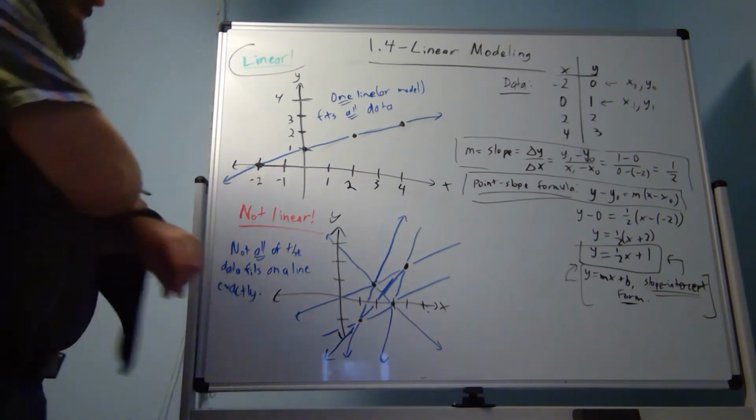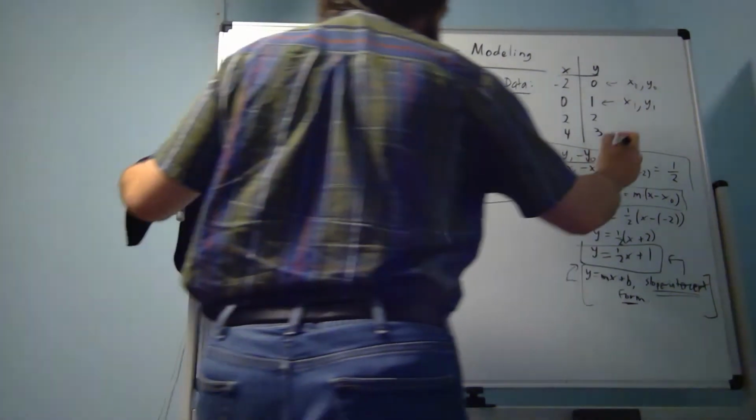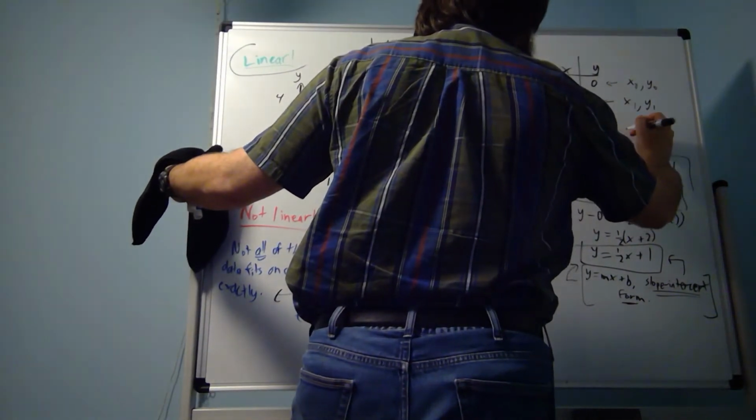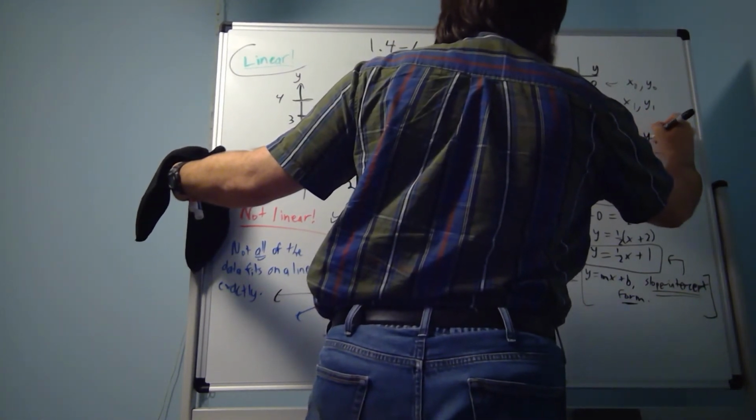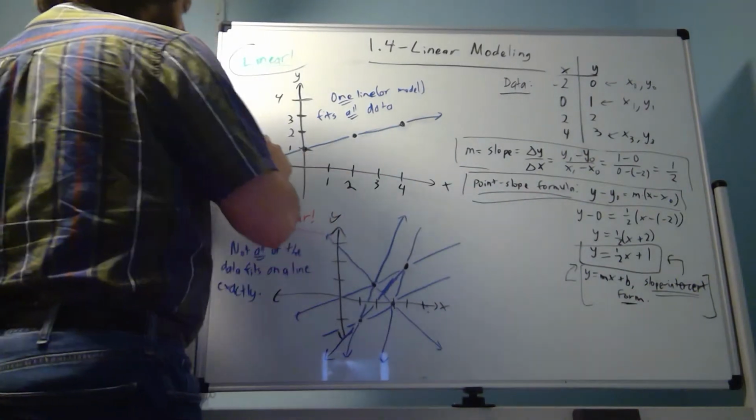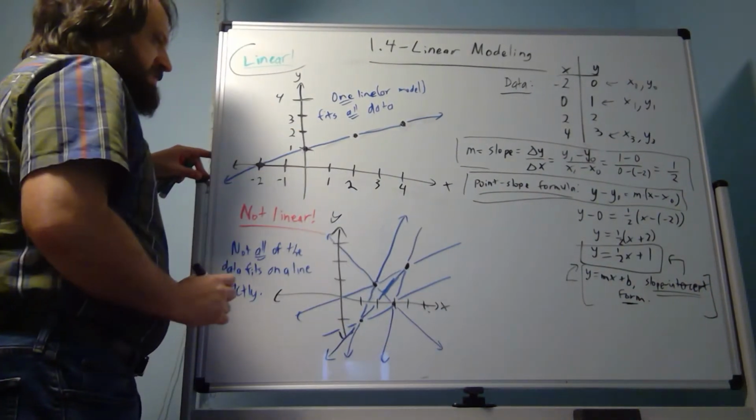All right, so I could use this one instead, and I should get exactly the same result. There's a couple different ways you could check this. The fastest way to check it is you would just plug in all the x values and make sure you get the correct y value.